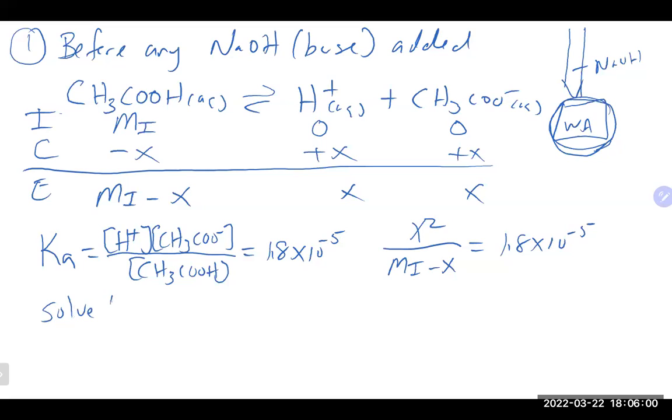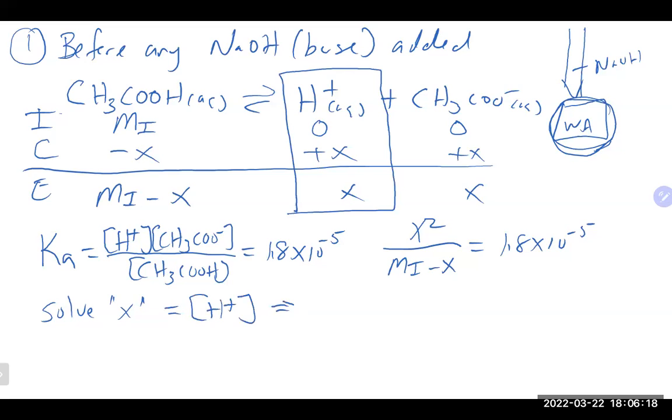We would solve for x. And again, you can probably make an assumption here or solve it some other way. Once we solve for x, we can go back to our ice table and clearly see that x is equal to the H plus concentration, and that would then allow us to go into our pH equation at this point. So you can clearly see here, unlike the previous titration curve, it is a little bit more involved to get to the pH, since we are dealing with a weak acid versus a strong acid.